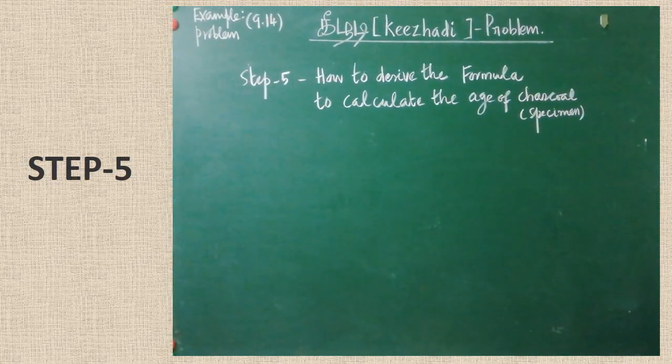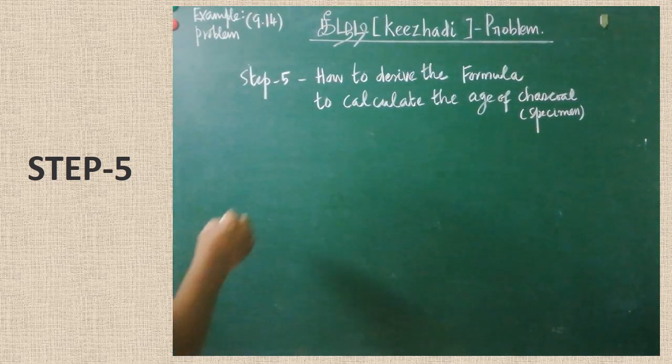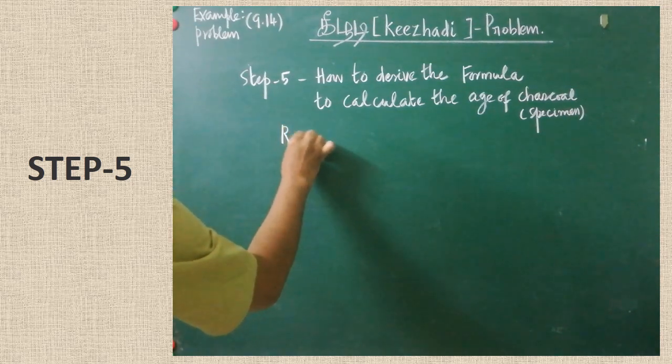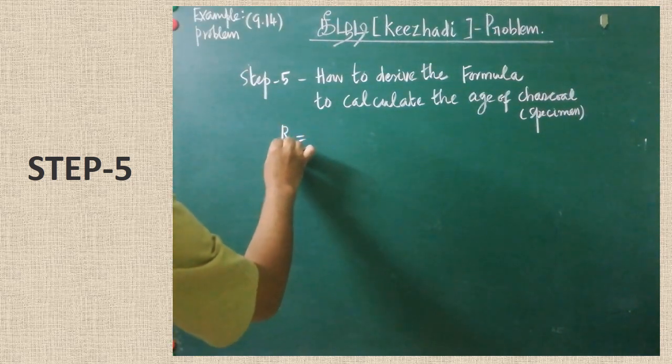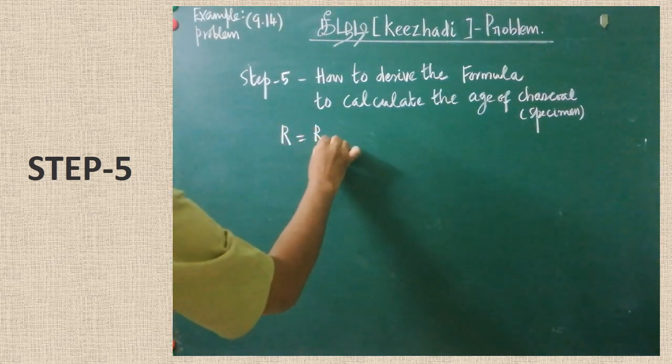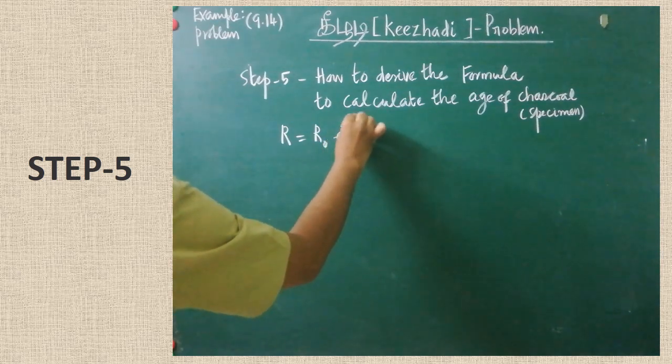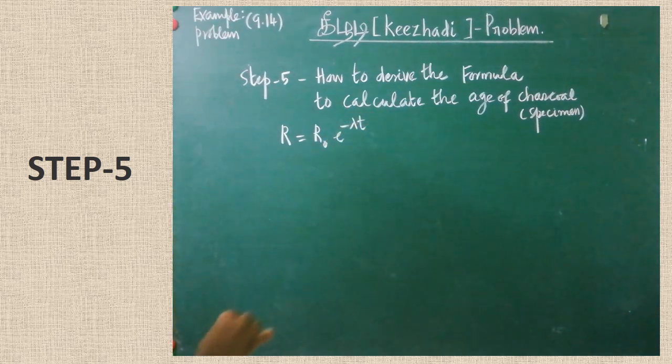Now I am going to tell you how to derive the formula to calculate the age of the charcoal or specimen. For that we have to use this formula. Activity, which is capital R, is equal to the initial activity R naught times e power of minus lambda t. This formula was already taught. Are you clear? Very important one.